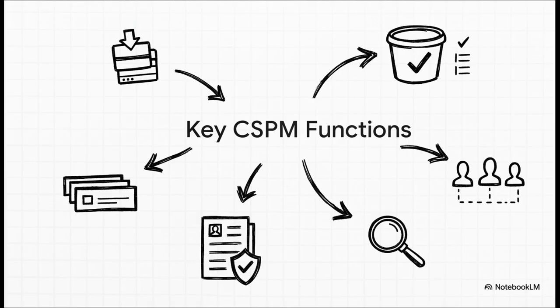So in the real world, what's it doing? CSPM is diving deep into the nitty-gritty. It's checking things like your S3 bucket permissions, it's analyzing your IAM roles, making sure security groups aren't letting everyone in. It also acts like an automated compliance auditor, constantly checking your setup against major standards like PCI for payment data or HIPAA for healthcare info. It's a huge time saver.